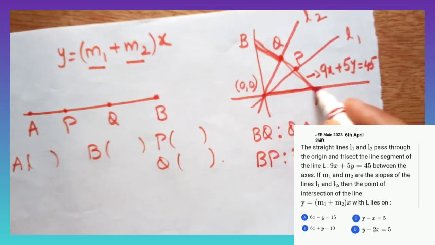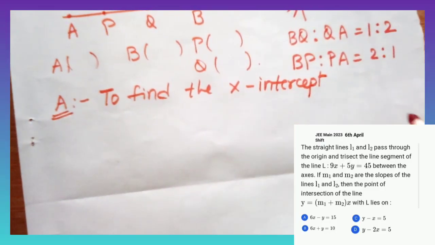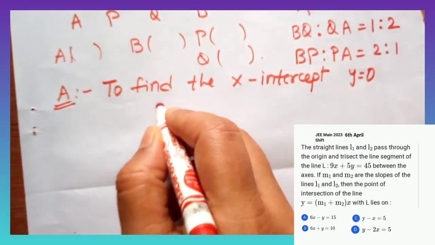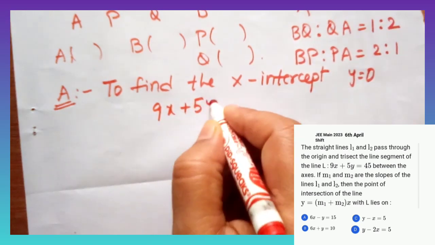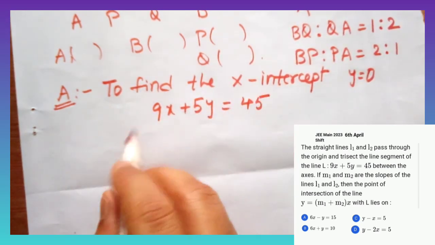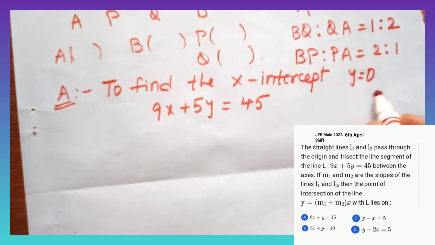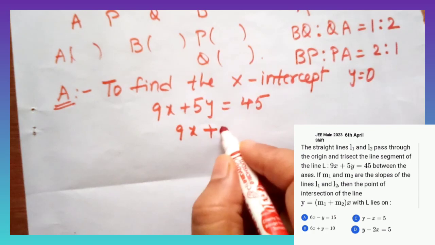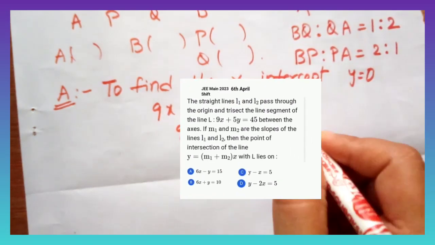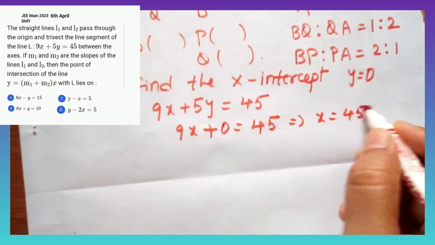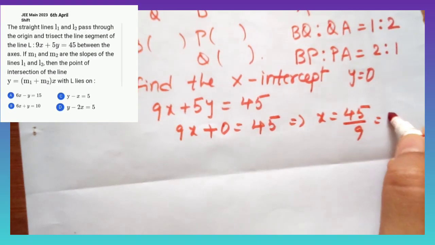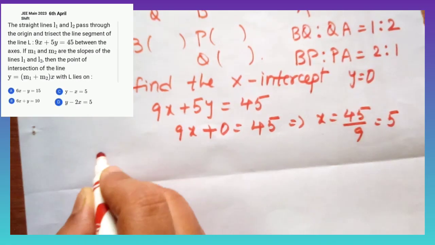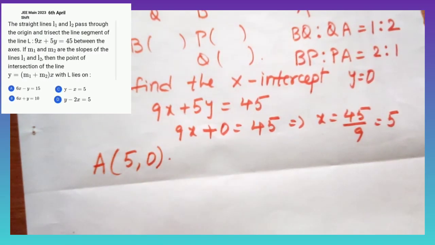This A is on the x-axis. To find the x-intercept, plug in y = 0. You have the line 9x + 5y = 45. So to find the x-intercept, plug in y = 0. That means 9x, and 5 times 0 is 0, equals 45. So the x value is 45 by 9, which is 5. X value is 5, y value is 0. So our A point is (5, 0).